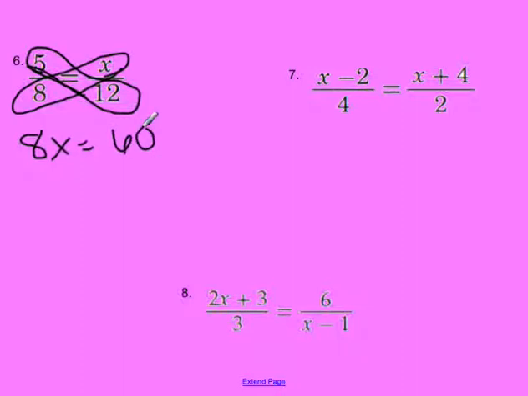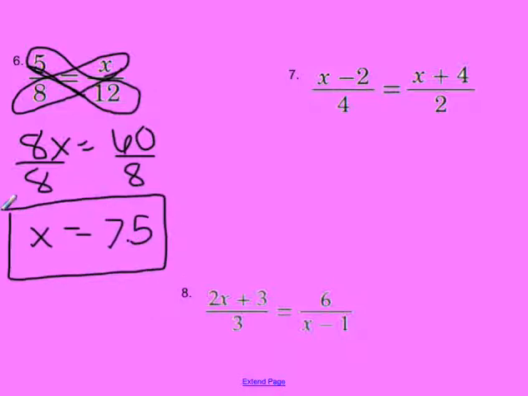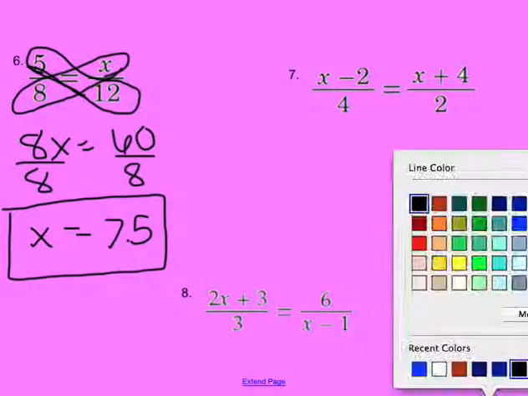So now I need to solve this for x. This 8 is being multiplied by the x, so I'm going to divide both sides by 8. 60 divided by 8 is going to give me 7.5. So 7.5 is the answer for number 6. Let's take a look at number 7.